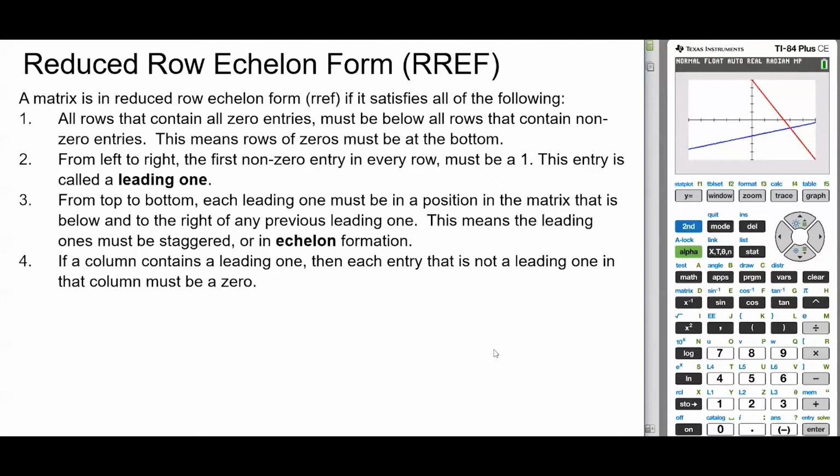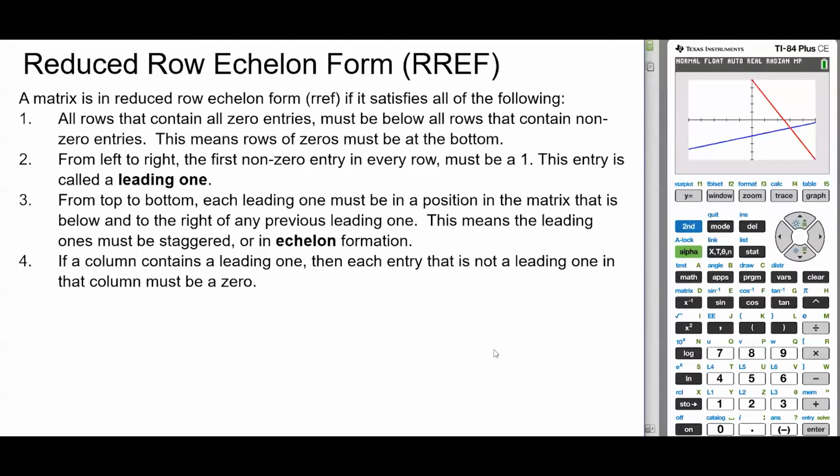Second, from left to right in every row, the first non-zero entry must be a 1. So if you're reading a row from left to right, the first non-zero number that you get must be a 1, and we call this a leading 1.